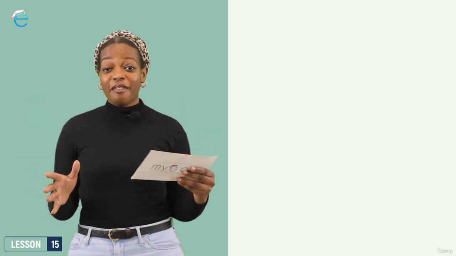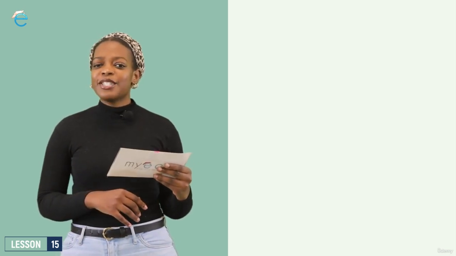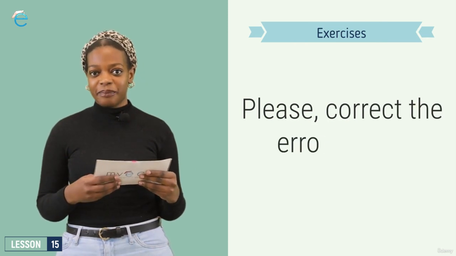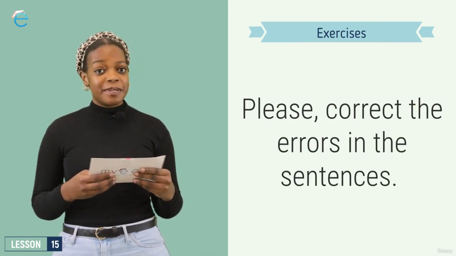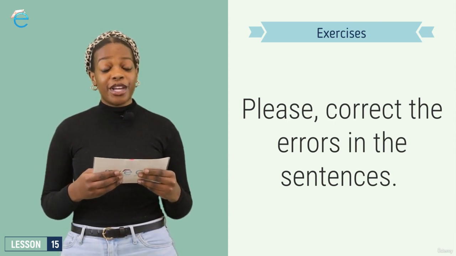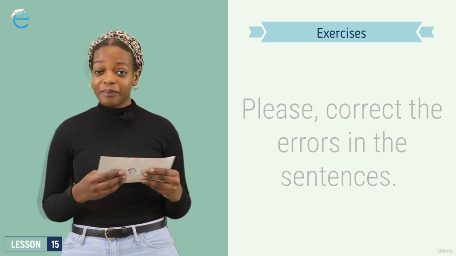So that's all the information about present perfect continuous. Now let's do an activity together to make sure we all understand. Now here we have some sentences and they have some mistakes. We are going to correct those mistakes together. Let's look at number 1.